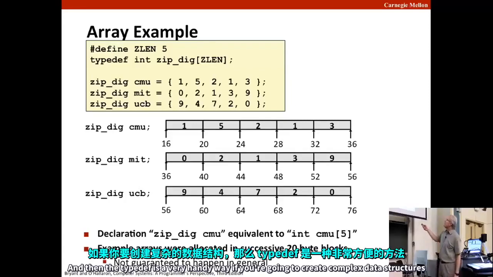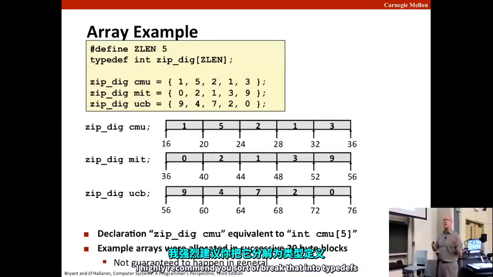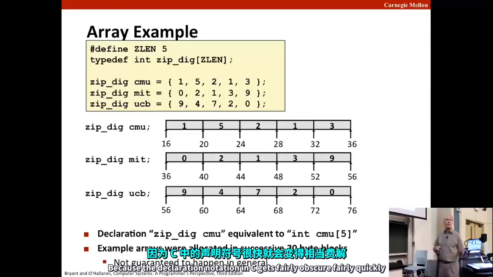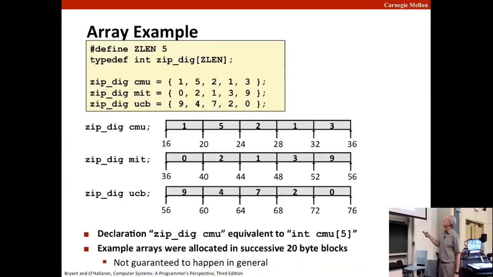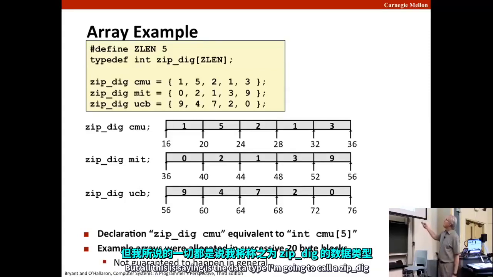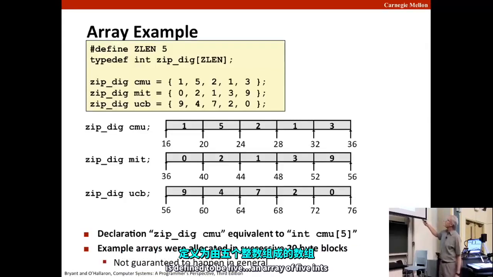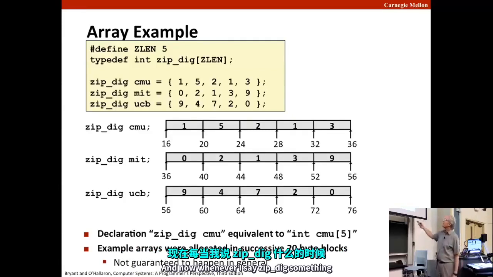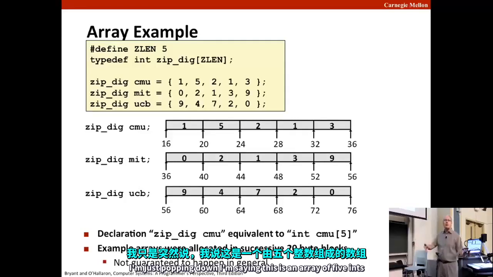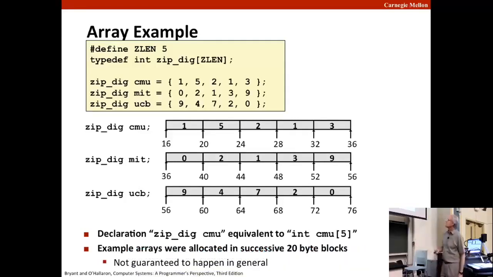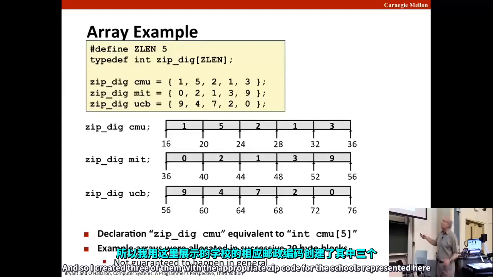Then the typedef is a very handy way if you're going to create complex data structures. I highly recommend you break that into typedefs because the declaration notation in C gets fairly obscure fairly quickly. All this is saying is the data type I'm going to call a zipdig is defined to be an array of 5 ints. And now whenever I say zipdig something, I'm saying this is an array of 5 ints. So I created 3 of them with the appropriate zip codes for the schools represented here.